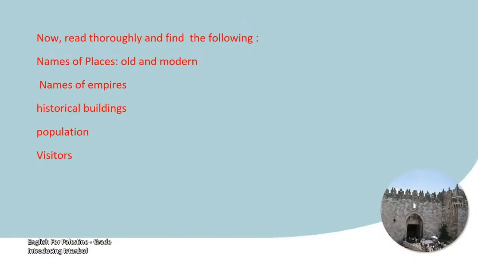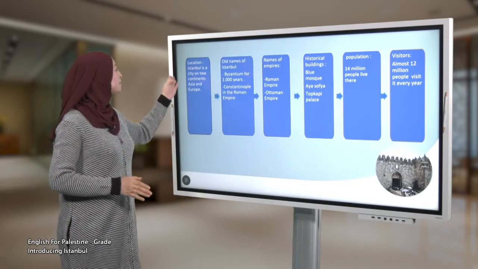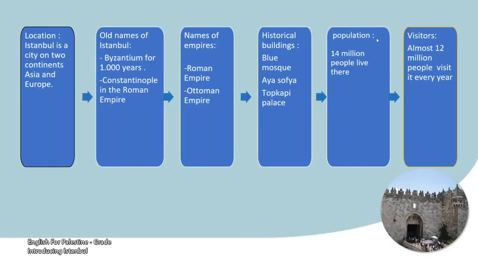Now, we have to read the text again and find the following. Number 1, names of places, whether old or modern. Number 2, names of empires. Number 3, historical buildings in Istanbul, and population, people that live in Istanbul, and visitors that visit Istanbul yearly. Let's start talking about Istanbul's location. Istanbul is a city on 2 continents, Asia and Europe.